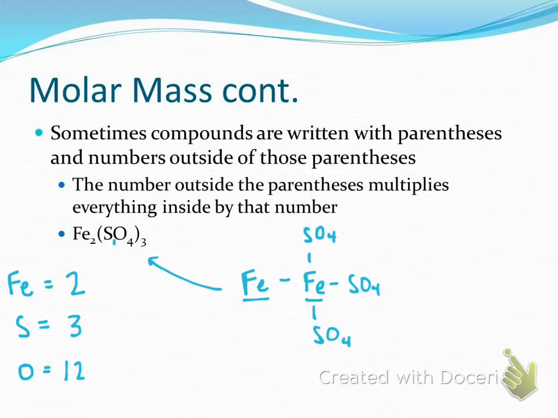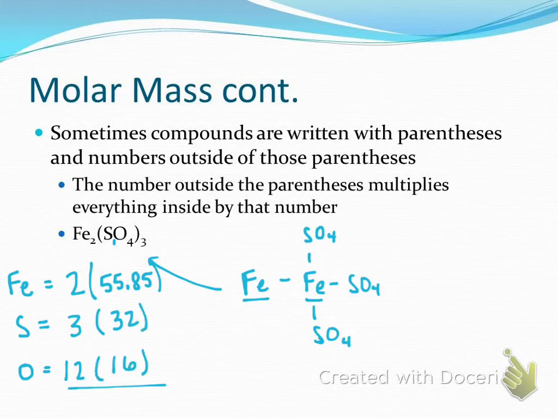Now to find the molar mass, I take 2 iron atoms. The molar mass of iron is 55.85. Sulfur has a molar mass of 32. And oxygen has a molar mass of 16. So let's go ahead and find the molar mass of our compound.